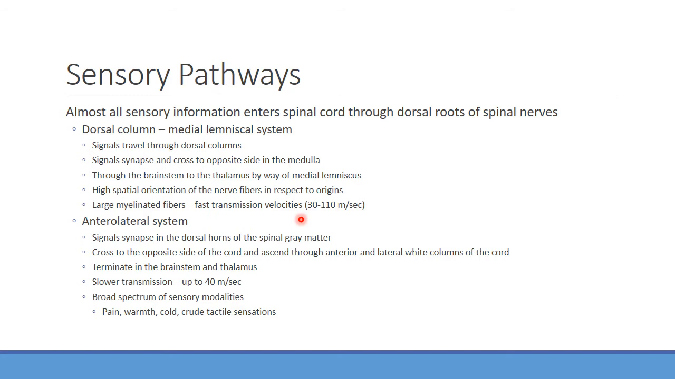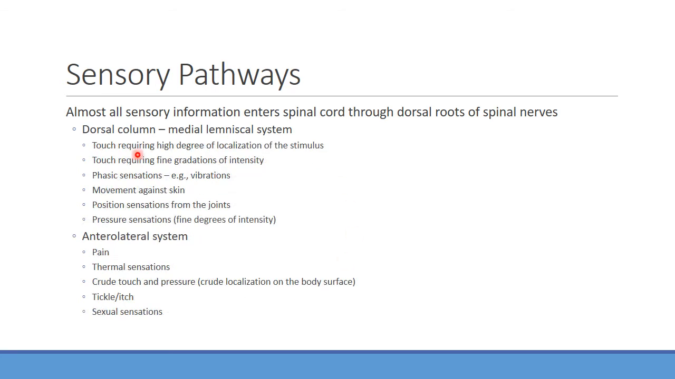On the other hand, you have the anterolateral system, and this will synapse within the dorsal horns. So this will be synapsing further down in the spinal cord, in the spinal gray matter. It'll cross to the opposite side of the cord, and ascend through the anterior and lateral white columns of the cord. So that's where they get that name from. This will terminate in the brainstem and the thalamus. And even though it's a slightly slower transmission, only about 40 meters a second is where it caps out, this gives us a wider range of inputs, a wider range of sensations. So things like pain, warmth, cold, crude tactile stimulation. Not as much spatial awareness, but in a lot of cases we may not need a lot of spatial awareness for what we're sensing there.